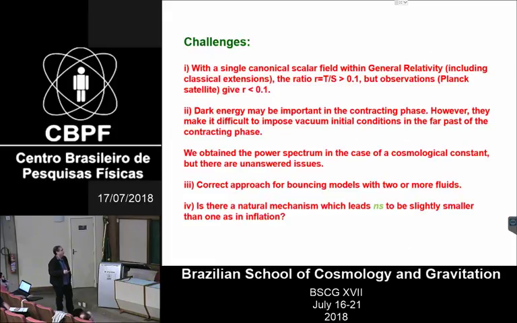So this is a problem that people should think about. They also have to have a correct approach to bouncing models with two or more fluids, which is something that we are working on. We have results, but I don't have time to show you.